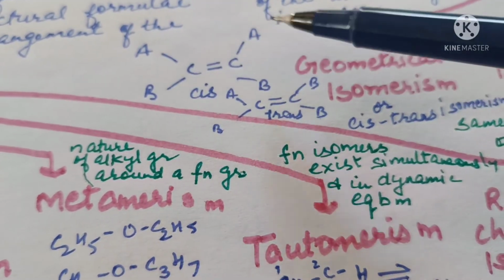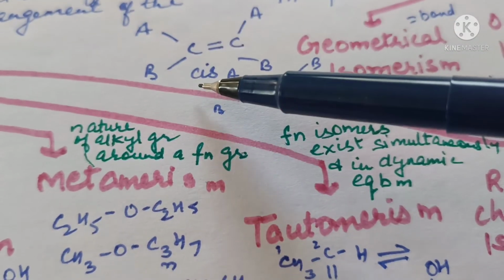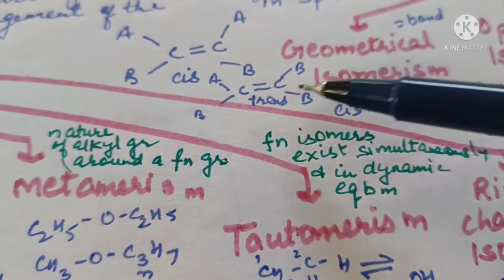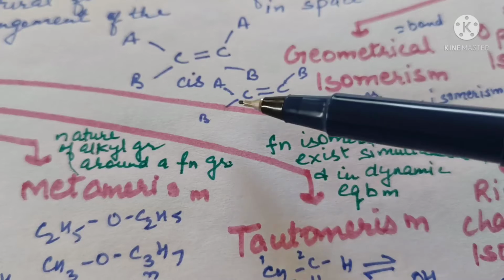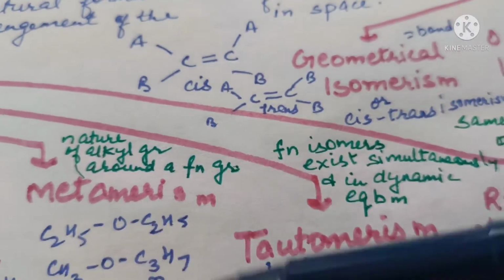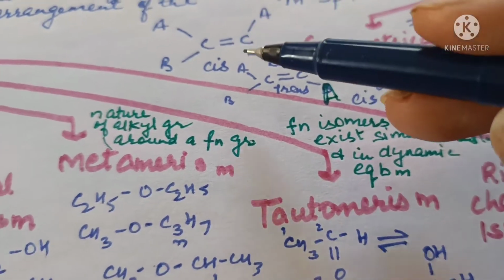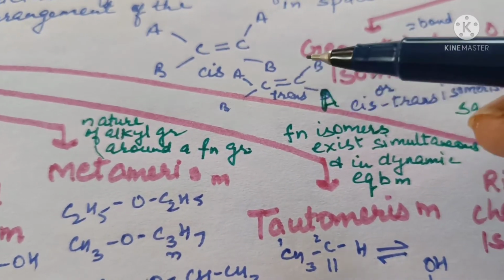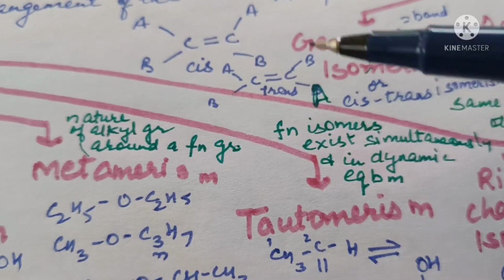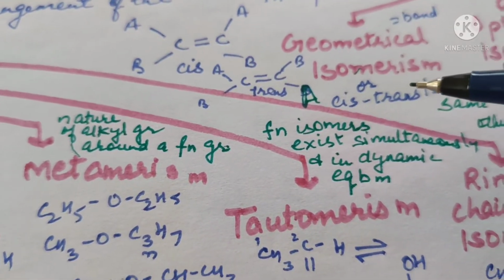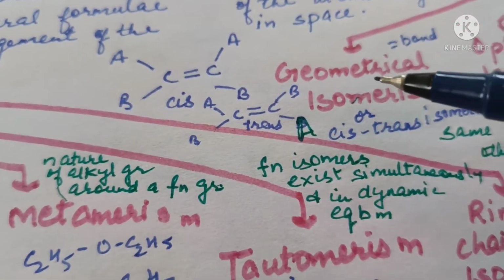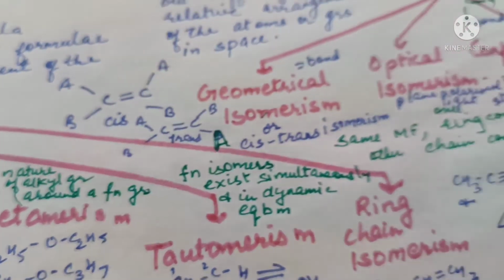If they are on the same side of the double bond, the isomer is called cis isomer. If they are on the opposite side of the double bond, for example, B is on the opposite side of B and A is on the opposite side of A, such kind of isomer is called trans isomer. So these are geometrical isomers to each other. The difference arises in the geometry of the compound.